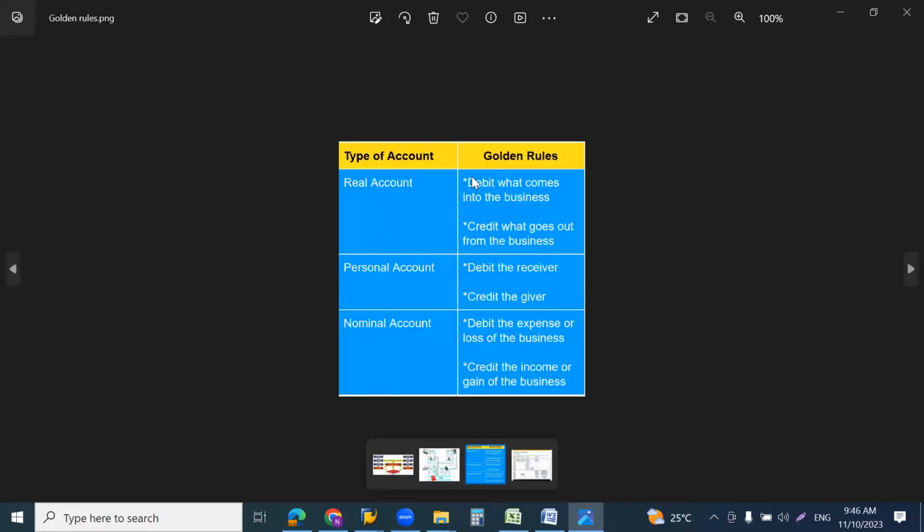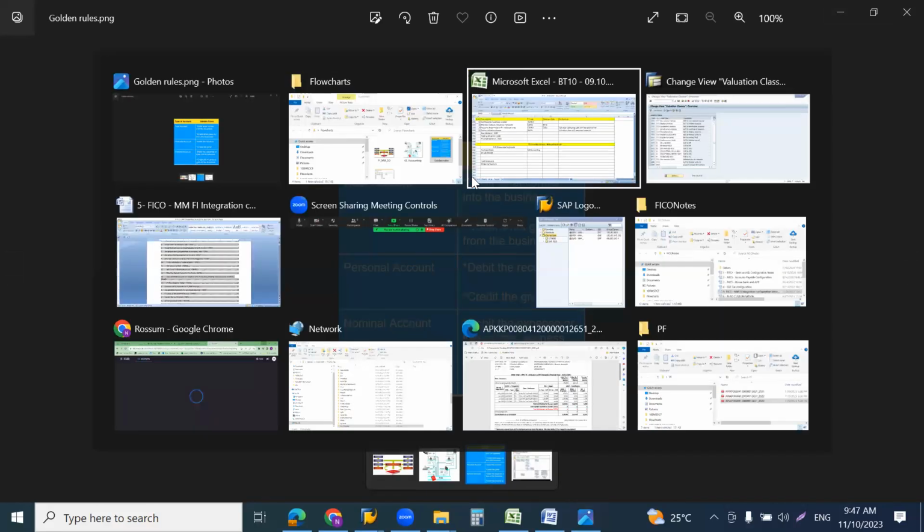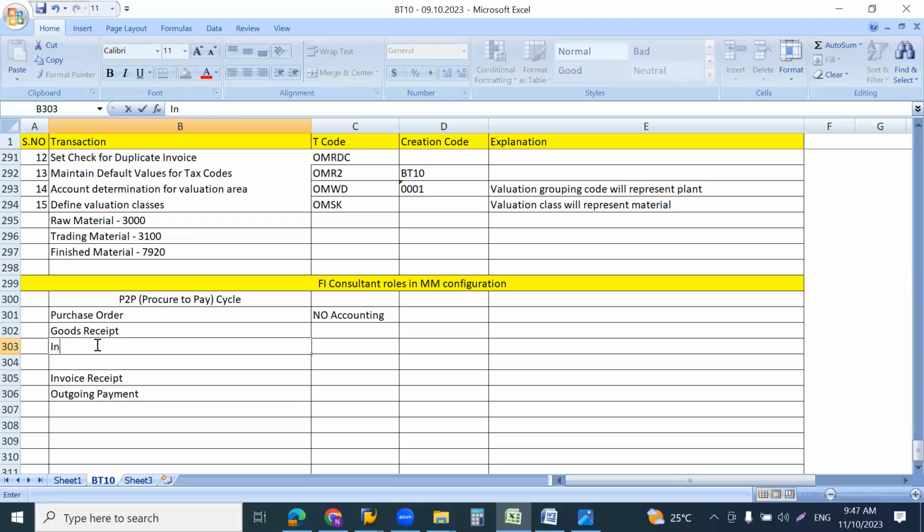Let's see here. Debit what comes in. Material or inventory? So always, in an interview, tell that inventory is debited, because what comes in is inventory. When you are purchasing to your warehouse, inventory is coming inside. Debit will be the first line item and it will be inventory. Inventory will be debit.